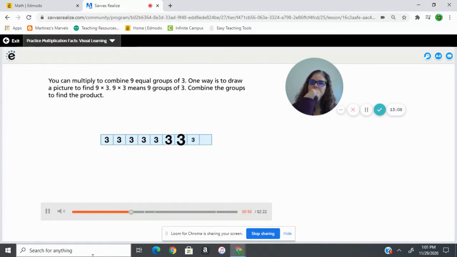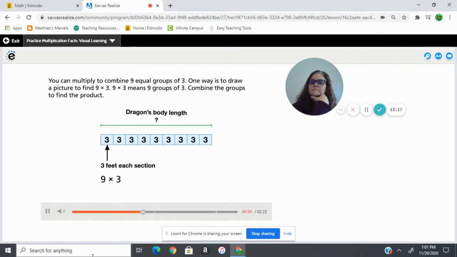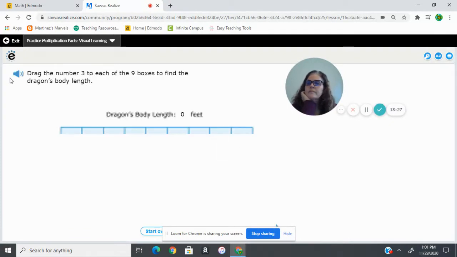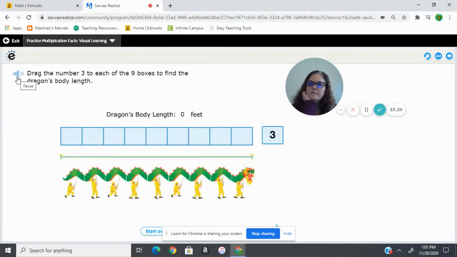One way is to draw a picture to find 9 times 3. 9 times 3 means 9 groups of 3. Combine the groups to find the product. Okay, let's give it a try. Drag the number 3 to each of the 9 boxes to find the dragon's body length.